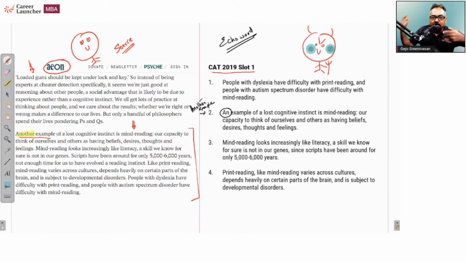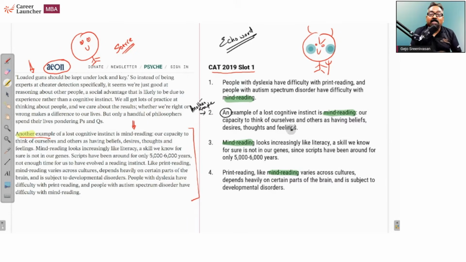A word that repeats. So, for example, if you look at this word here, which is mind reading, you can see the word mind reading here as well. You can see the word mind reading here. You can see the word mind reading here, right? And one of the things that we should do with the echo word is to figure out where it starts. Then it's echoing. But what is the source?